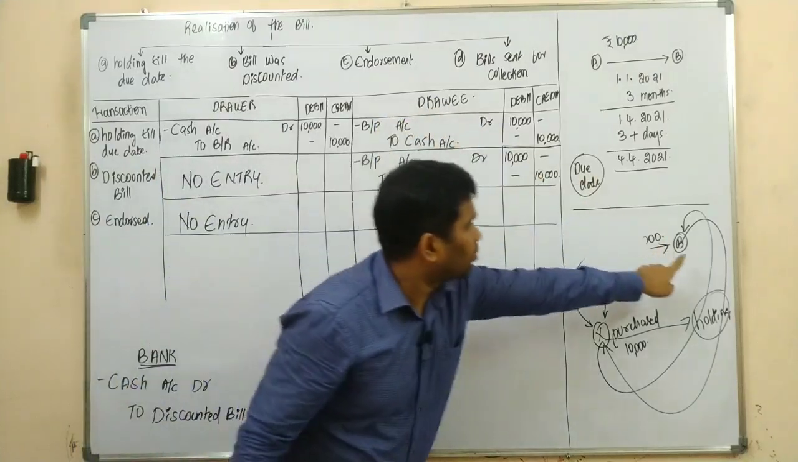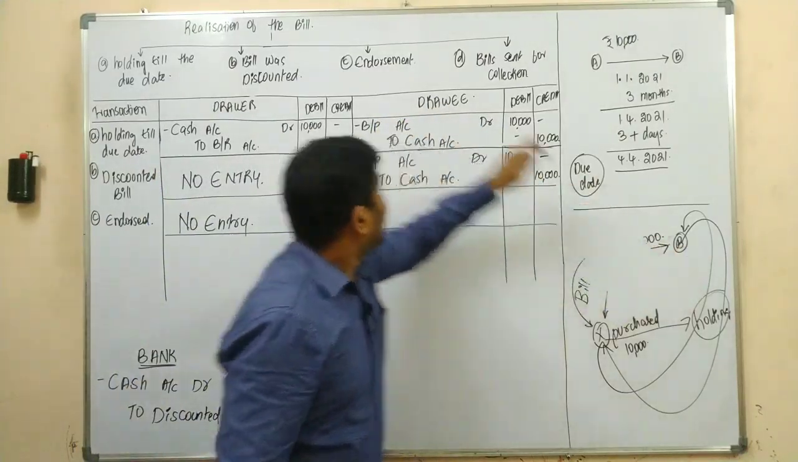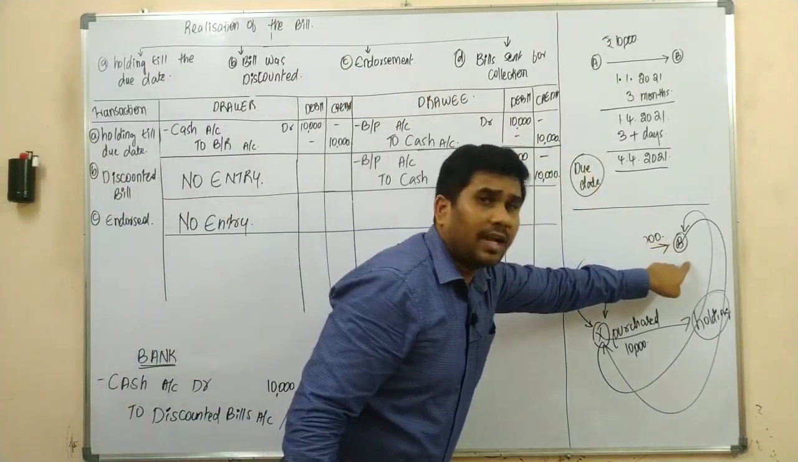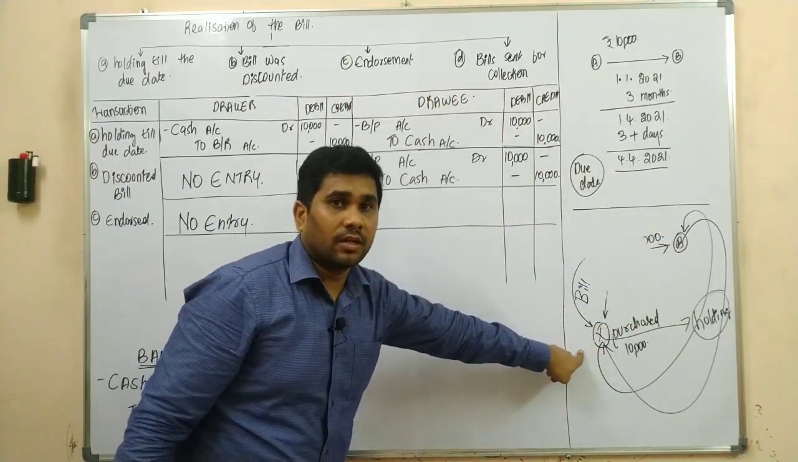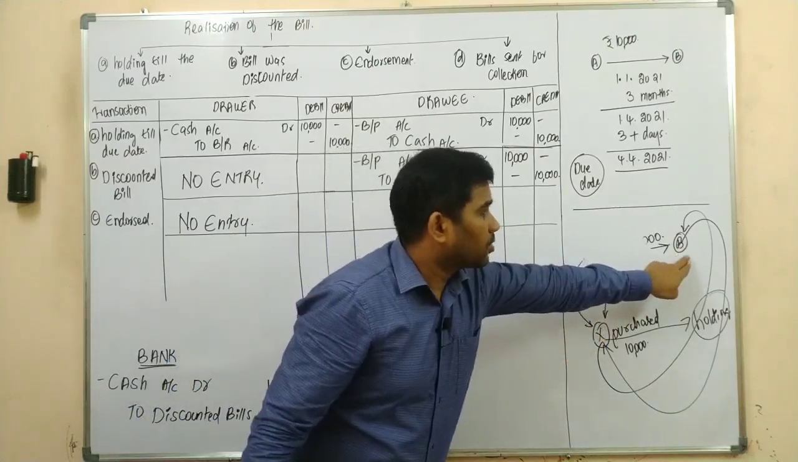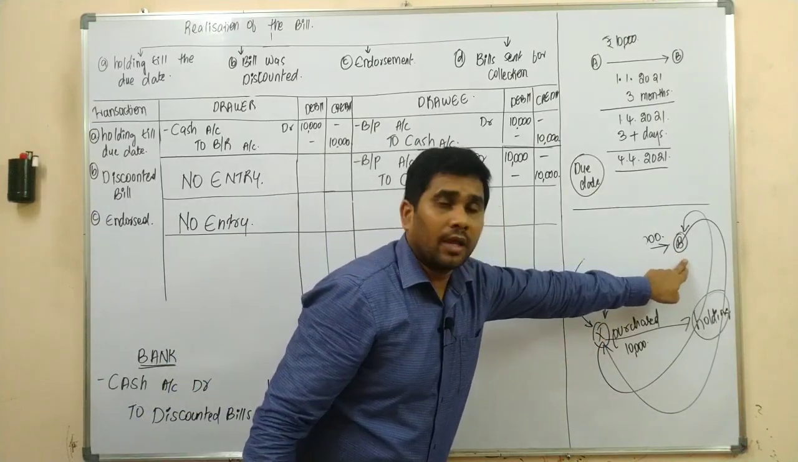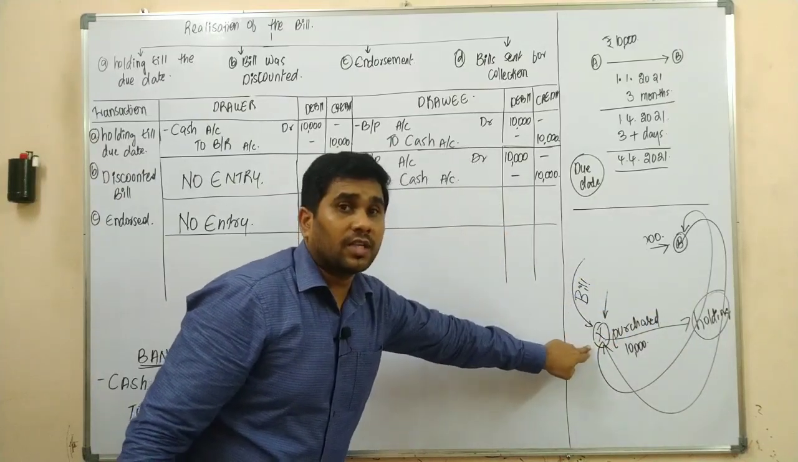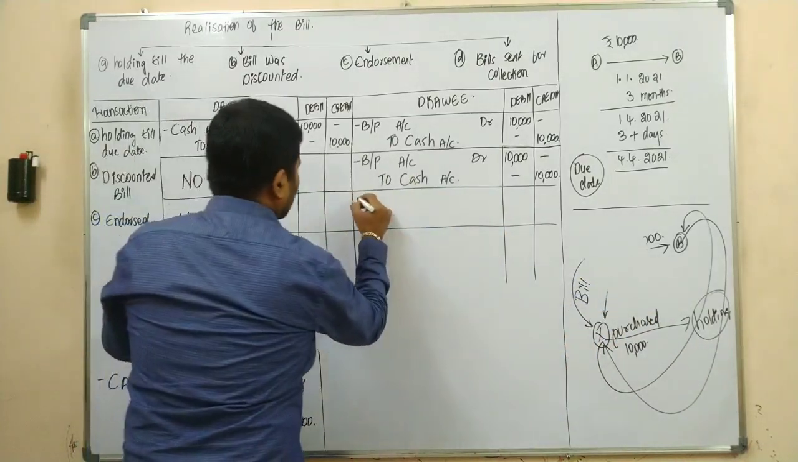What is the journal entry in the books of drawee in case of realization, that means in case of payment of money to the endorsee? What is the journal entry in the books of drawee upon payment of money to the endorsee? What is the journal entry, sir?